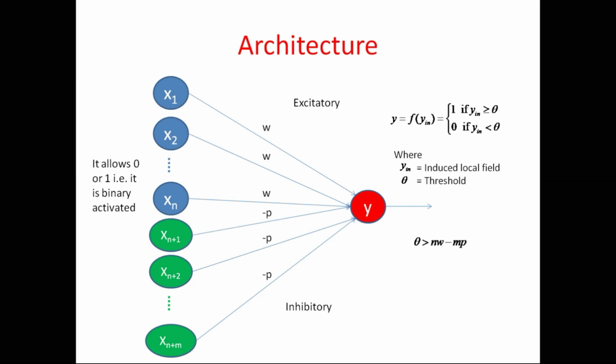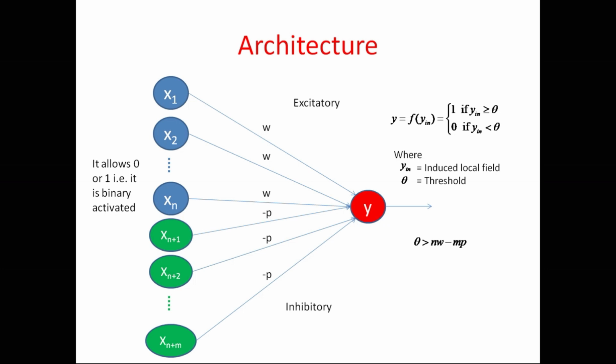So for that, theta should be set as greater than nw minus mp, where n is the number of excitatory weights and w is the weight of the excitatory weight, and m is the number of inhibitory weights, that means green color neurons, and p is the weight of the inhibitory weight. So in this way, theta should be the sum of these two, if we take minus p as the weight of inhibitory. So this is the main concept for choosing theta.